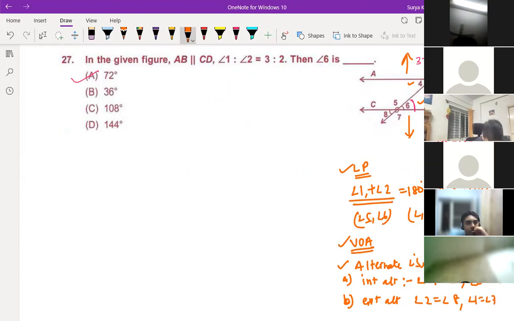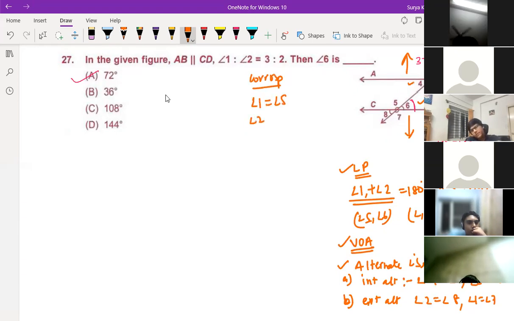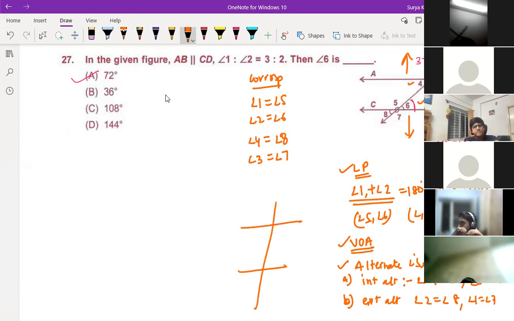Then corresponding angles, I'm writing here: 2 and 6, and 1 and 5. Angle 1 equals angle 5. Angle 2 equals angle 6. Angle 8 equals angle 4, and angle 7 equals angle 3. Sir, on a simple figure I can identify, but on a complicated figure, sir... This is not complicated. Most of the time they'll give it like this only: two parallel lines and one transversal. This is easy. So these are corresponding angles.